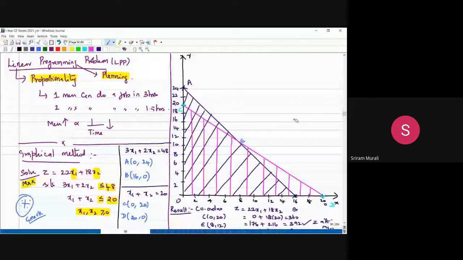To find the common region, what is a common region? Two lines are intersecting at origin O, C, E, and then B. Am I right? Common region will be OCEB. Have you understood till this? Yes, sir. Any questions?